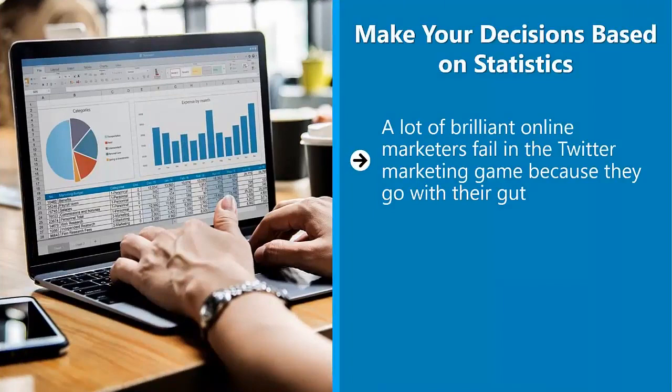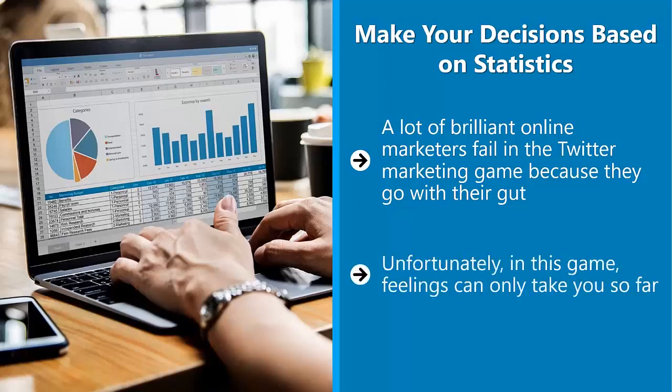A lot of brilliant online marketers fail in the Twitter marketing game because they go with their gut. They tell me, I just know it feels right. Alternatively, they tell me that their gut is telling them something. 9 times out of 10, these people fail. Again, they're not dumb. They're not stupid. Instead, they base their decision on feelings. Unfortunately, in this game, feelings can only take you so far. In fact, hunches often lead to dead ends.